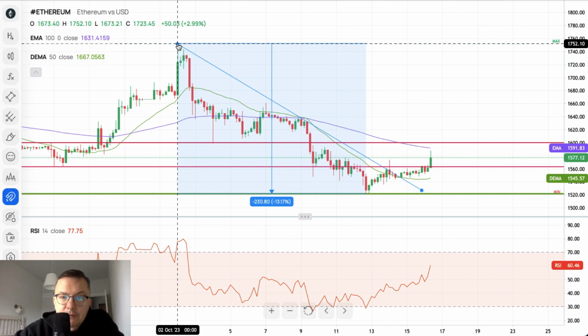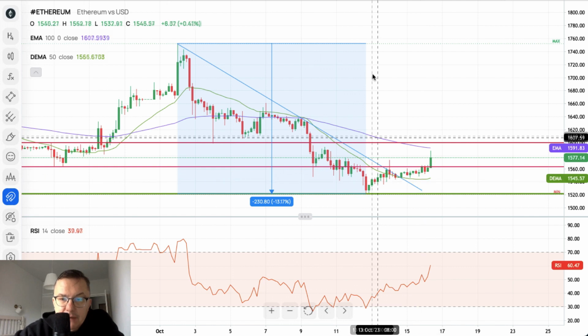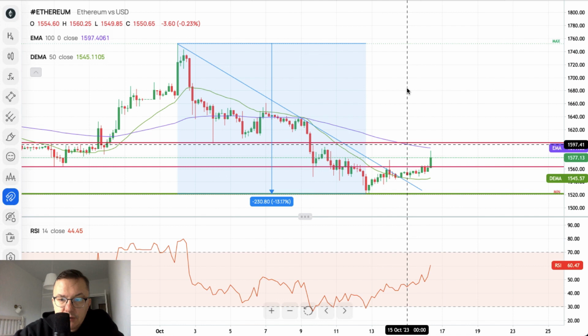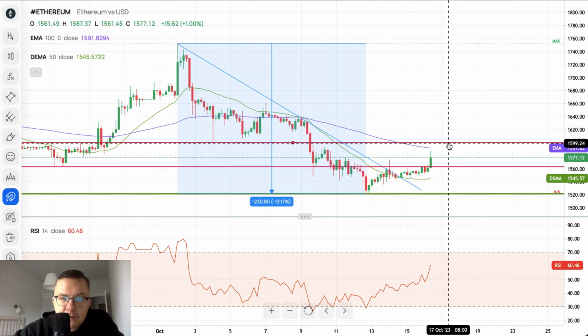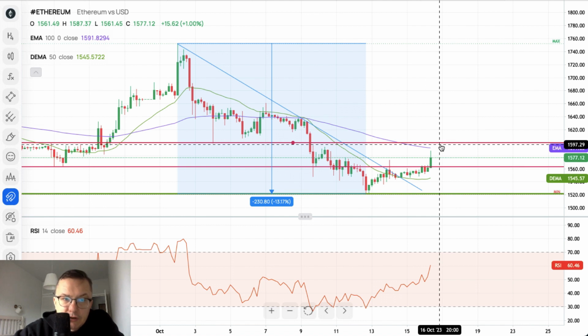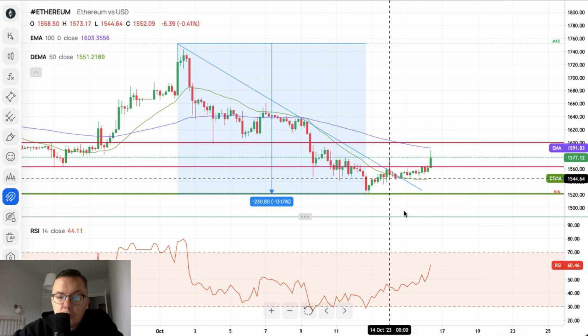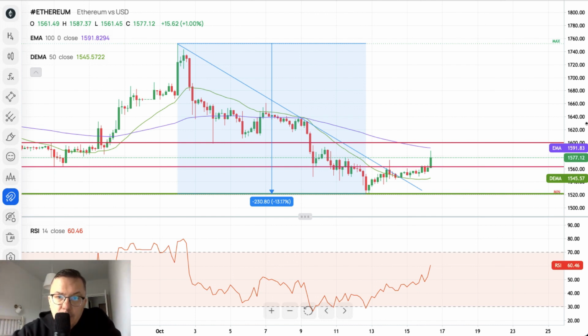So the supply is in control of the market, so we should expect another spike to the downside soon. It all depends how much this market will retrace now and when it will hit the level of resistance that will be too strong for the bulls, and of course the market will reverse and make a new low below 1,520.